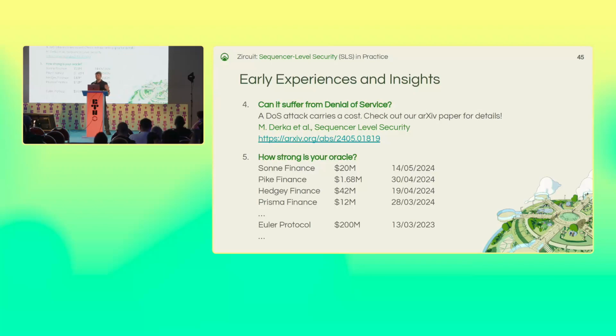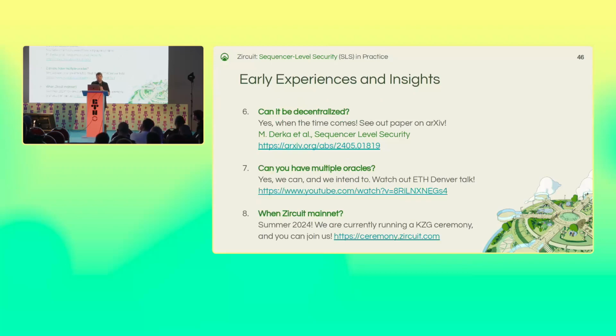We have the privilege of having the transaction history of all the EVM chains available, right? So we actually backtested those oracles and then trained them, and they are very strong. There are some hacks that I'm listing here that were caught by these oracles, and the bottom line is the oracles are very, very strong. Can it be decentralized? Yes. Again, deferring you to the paper. Can we work with multiple oracles? Yes, deferring you to the talk from Denver.